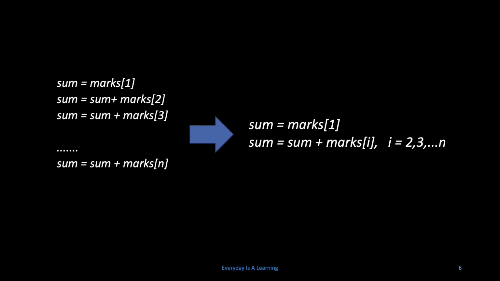So this doesn't look very neat. We have the same format starting from marks 2 onwards, whereas marks 1 is standing separately here, and from marks 2 onwards we have a different format. So to generalize, we can say from marks 2 to marks n, sum is equal to sum plus marks I, where I takes the values from 2 to 3 to n, and we have a separate statement, sum is equal to marks 1. This is a little ugly, it doesn't look very neat.